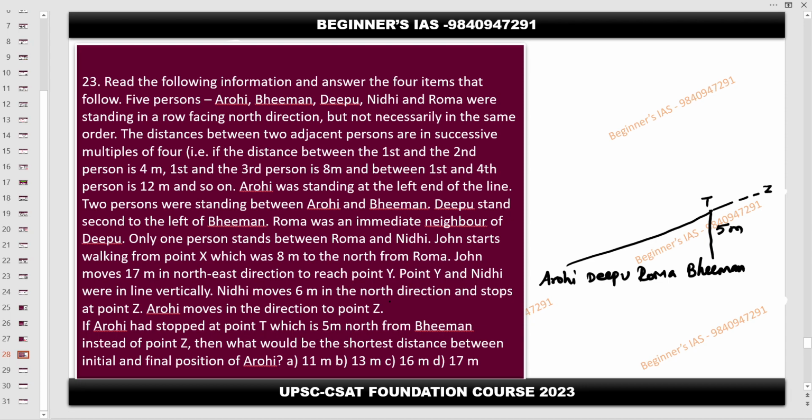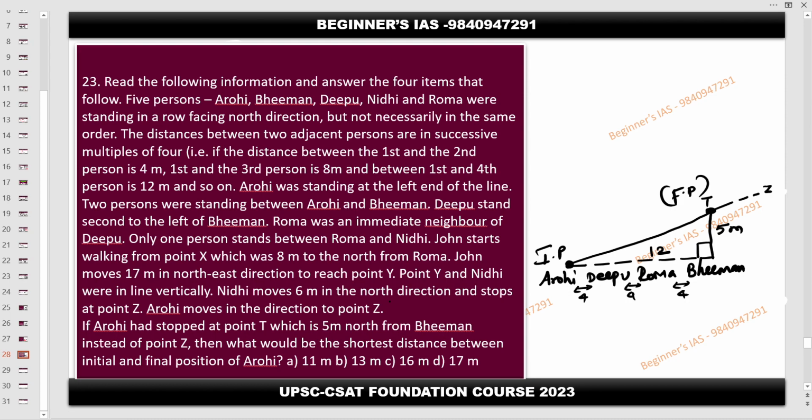Now the question is, what would be the shortest distance between the initial point? Actually this is the initial point. Now she has stopped here. Therefore this is nothing but the final point of Harogi. Then we need to calculate this. This is very important. So now listen. To here 4 distance, here 4 distance, here 4 distance. Totally how many distance? 12. So therefore here 12. We need to calculate this one.